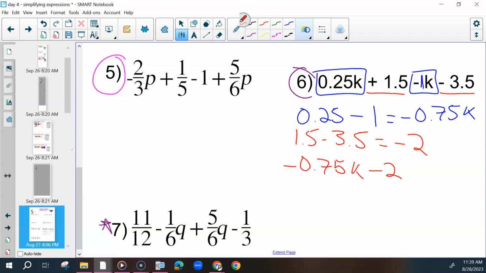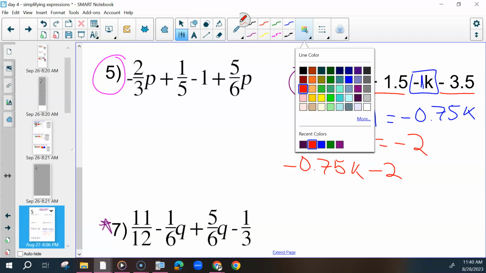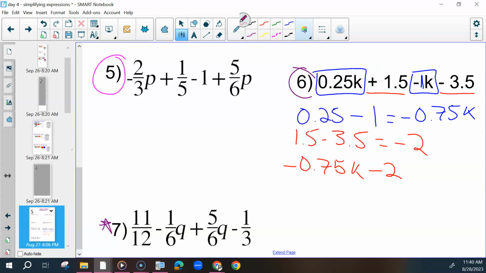Questions on that one? Once you get the hang of combining the terms, this process here, you'll not need to, as long as you have that correct answer. Now, for your fractions, yes. So, okay. Other questions on that one? Okay.